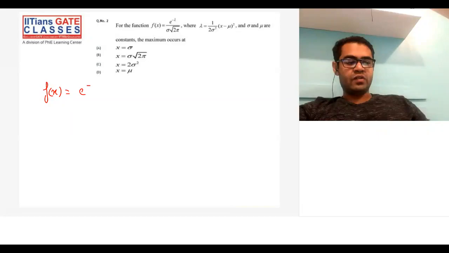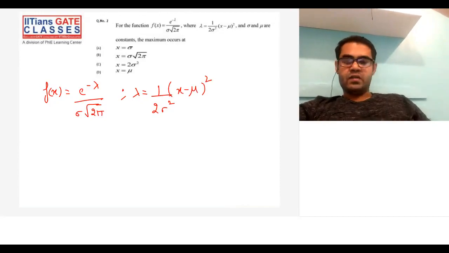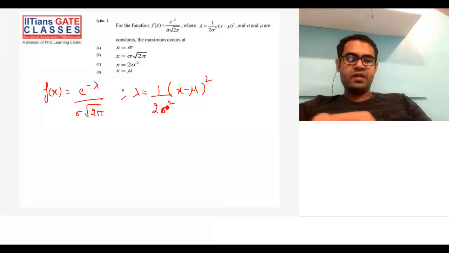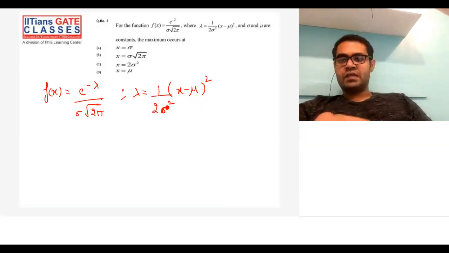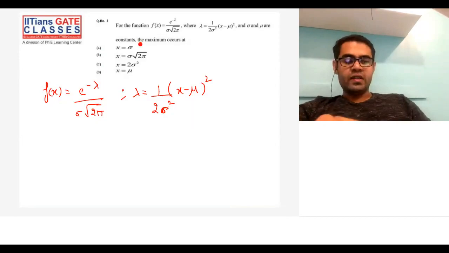They have given some function with sigma root 2 pi in the denominator, and lambda is equal to some value over 2 sigma square times (x minus mu) whole square. If you know what random variables and statistics are, this is one of the equations picked from there. This is the probability distribution in statistics, so we'll not go into that. They simply want us to calculate the maximum value of this function, or they are asking at what point the maxima occurs.